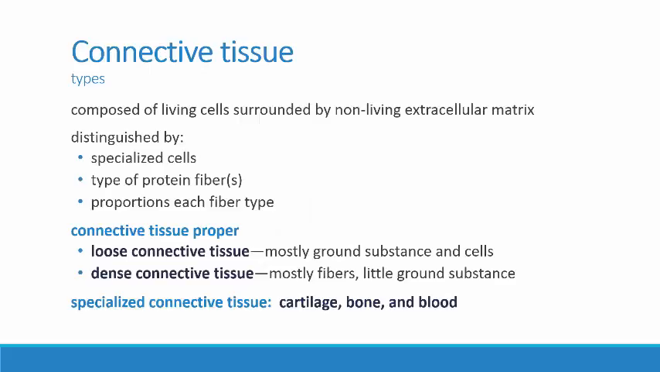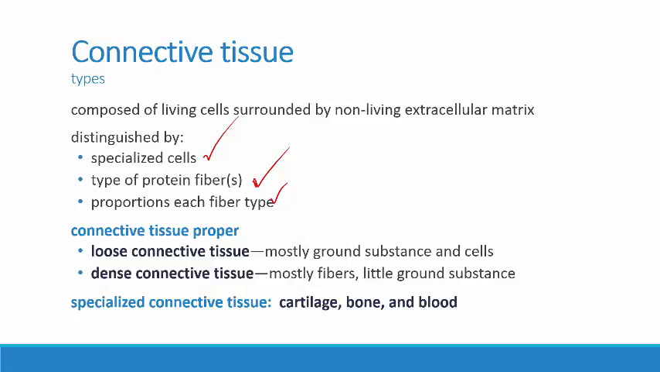So, connective tissue, as we've said before, is composed of living cells that are surrounded by a non-living extracellular matrix. And what makes different connective tissues different from each other is the type of cells that we find in them, the kinds of protein fibers that are found in that extracellular matrix, and then the proportions of each fiber type. So we can roughly classify connective tissues into two separate groups, the connective tissue proper and the specialized connective tissues.